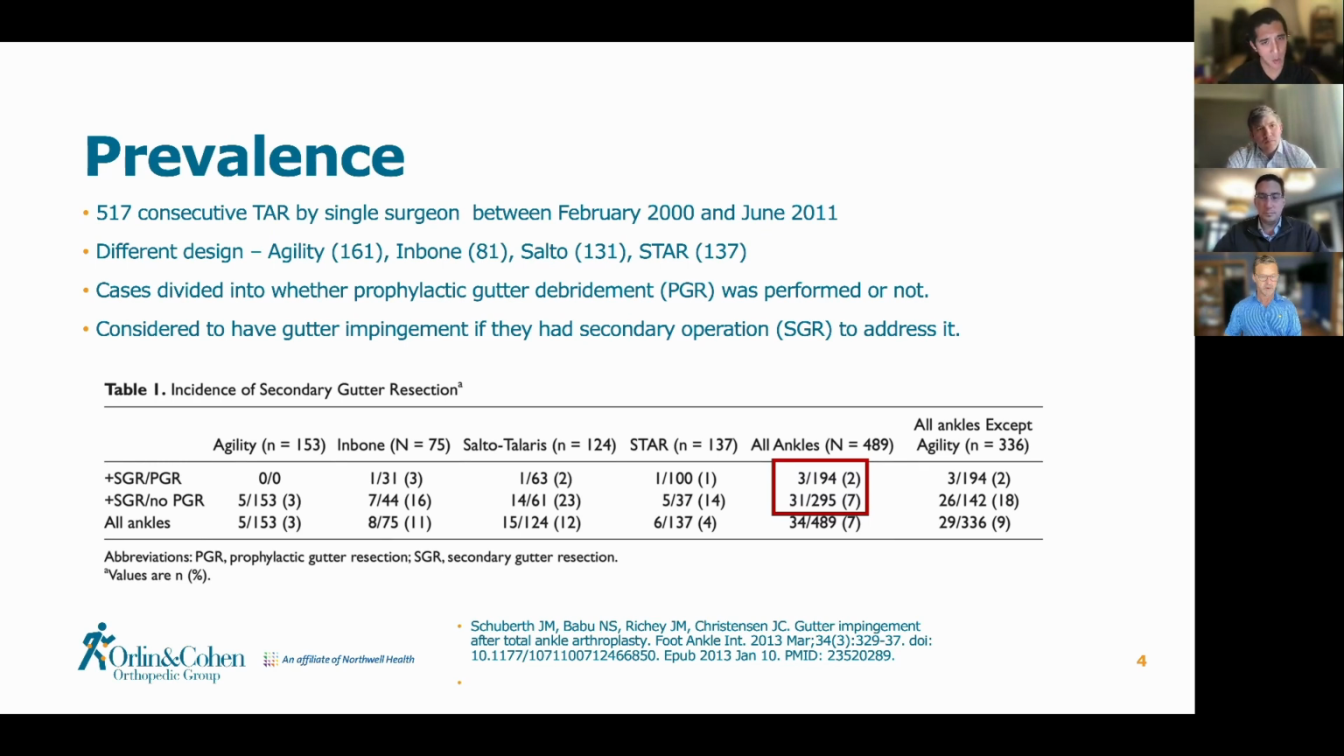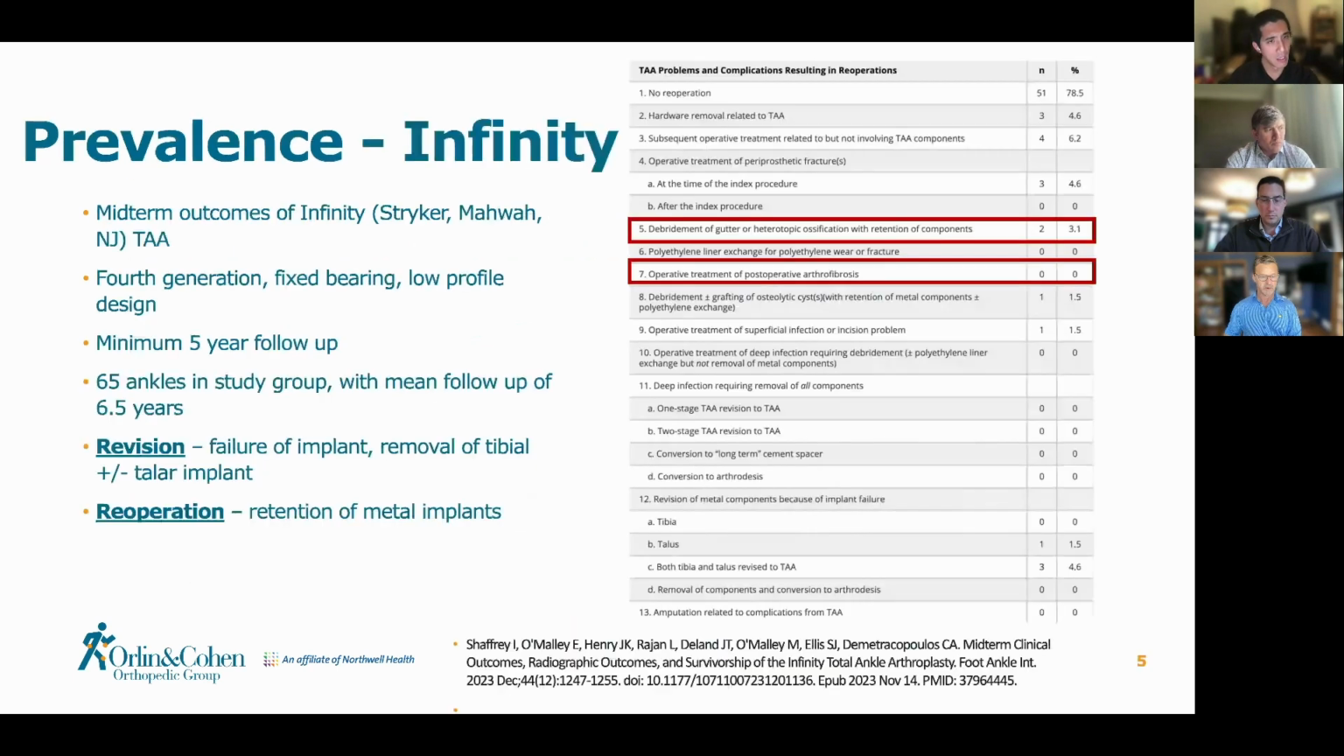And the outcome in this case was whether the patients had to subsequently go back for an operation to address impingement. And you can see here with the red box that basically in those patients that did not have a primary or prophylactic gutter debridement, they were more than 3 times as likely, percentage-wise, to have to undergo a secondary reoperation as opposed to those that did have a gutter debridement done.